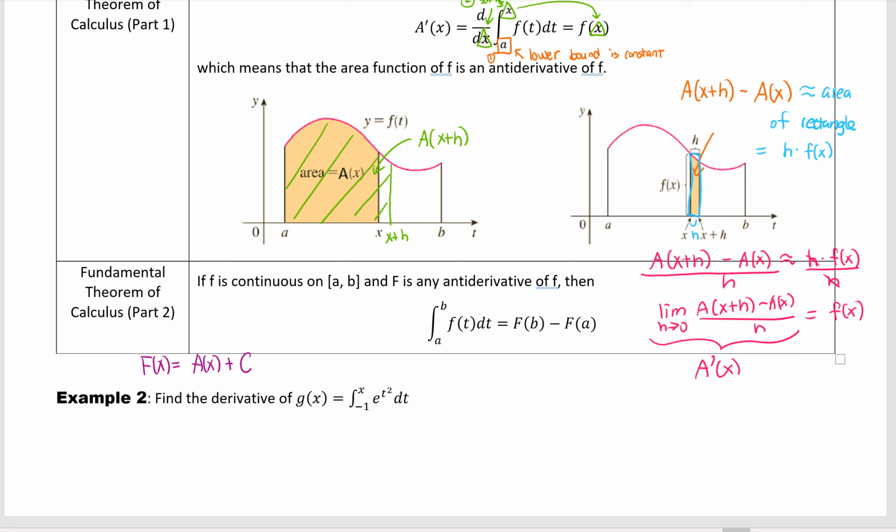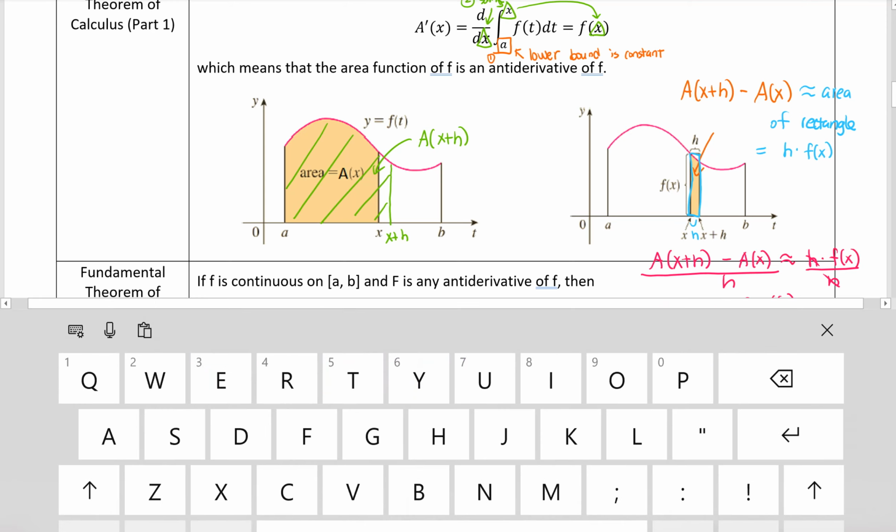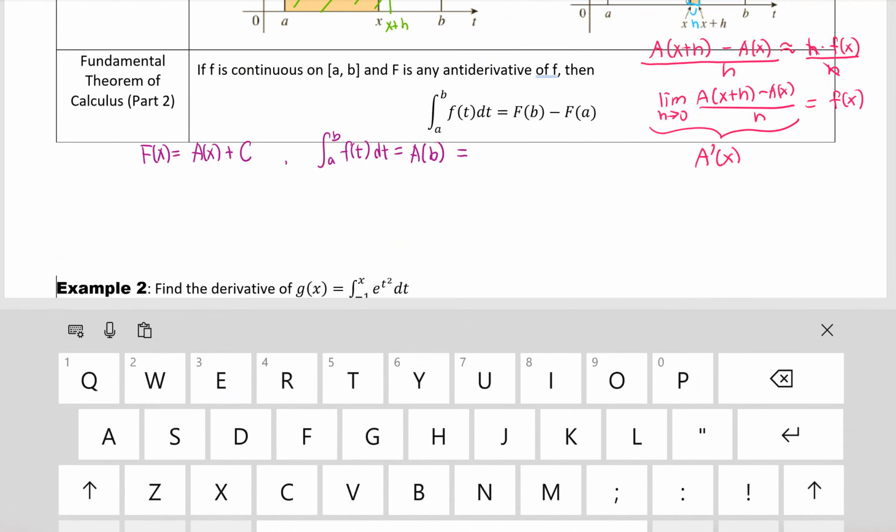And so the integral from a to b of f of t dt is the area function when we plug in b. So far, so good? So what is A of b? Well, I don't have enough space, so let me create more space here.